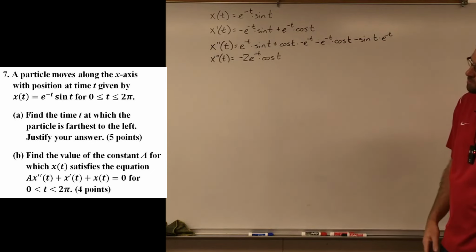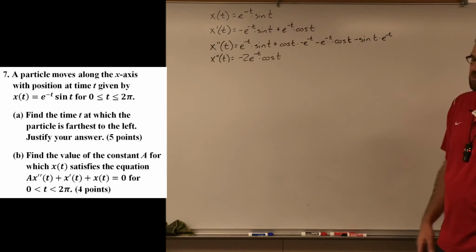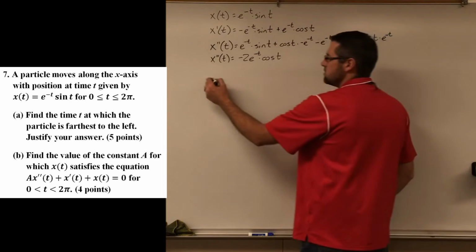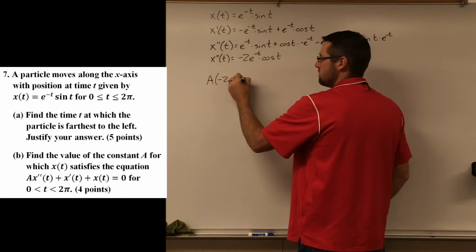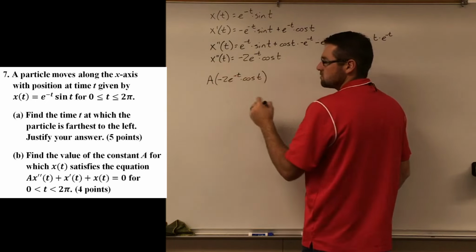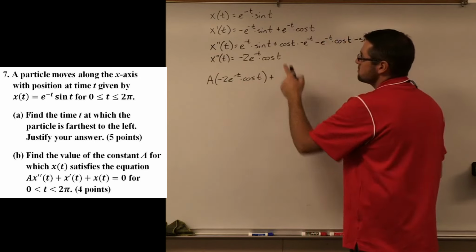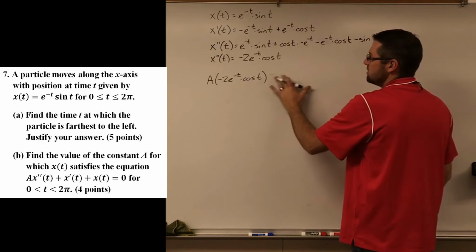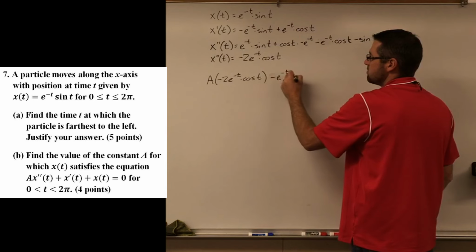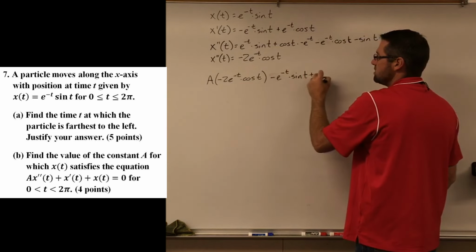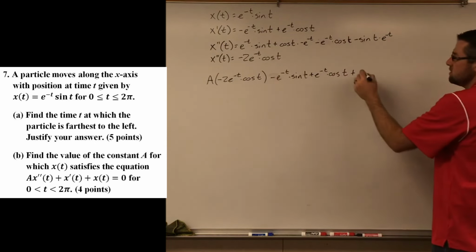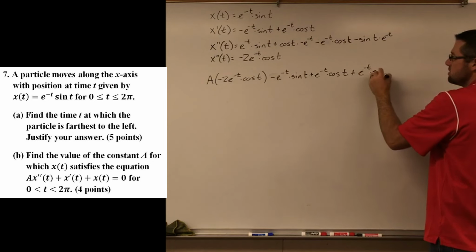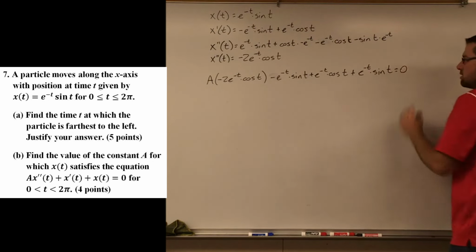All right. Now what do I do? Yeah, plug it into that thing. It says a times x double prime. So it'll be a times negative 2e to the negative t cosine of t plus x prime. So plus that. So it's just going to be minus e to the negative t times sine of t plus e to the negative t times cosine of t. And then plus x of t. So plus e to the negative t sine of t equals 0.